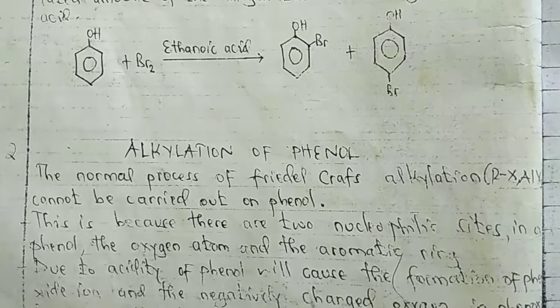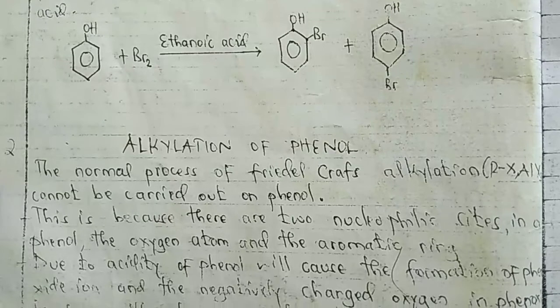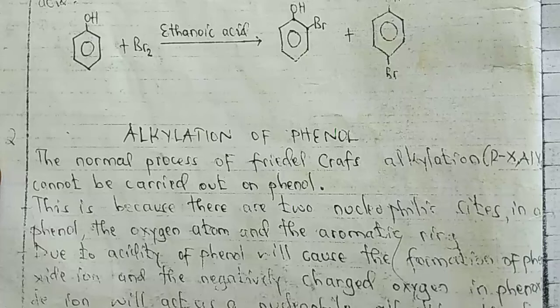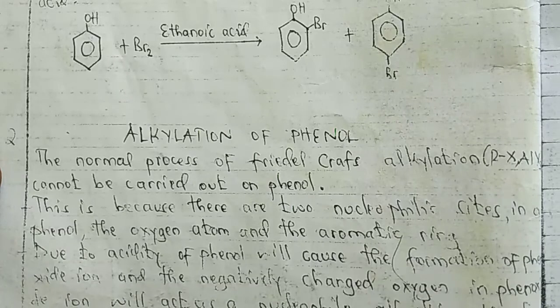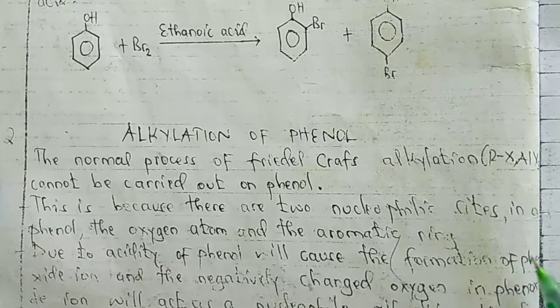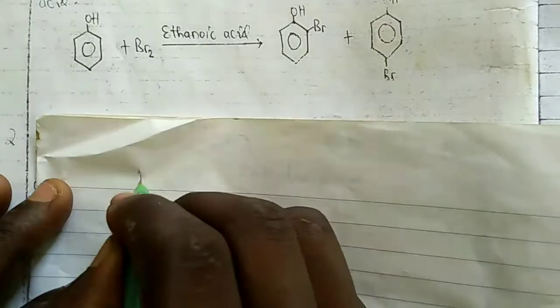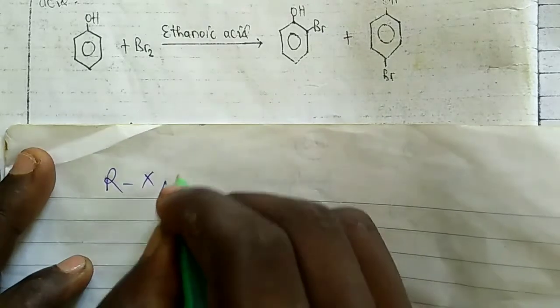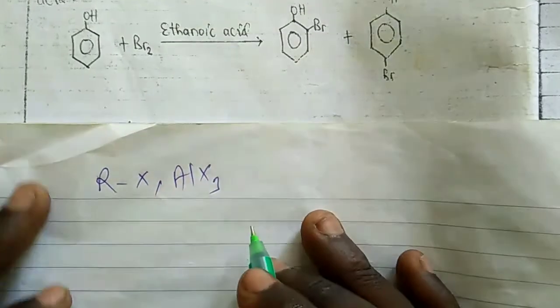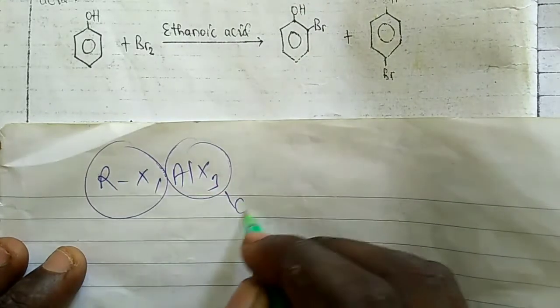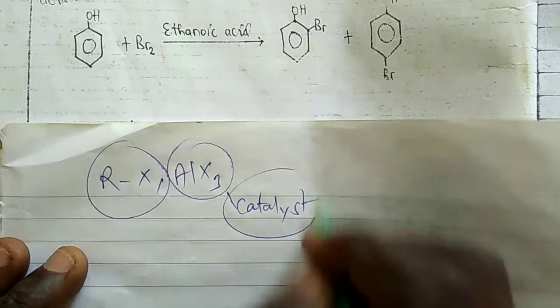After that, let's move to alkylation of phenol. Alkylation, tunakuwa tuna add an alkyl group. The normal process of Friedel-Crafts alkylation ambayo tulikuwa tunareactisha with an alkyl halide. Kwenye benzene tulikuwa tumezoea Friedel-Crafts alkylation of benzene, tunareactisha pamoja na alkyl halide, RX, in the presence of AlX3 as the catalyst of our reaction. Kwa hiyo huyu ni reagent na huyu hapa ni catalyst, Lewis acid ambaye ni catalyst of the reaction.